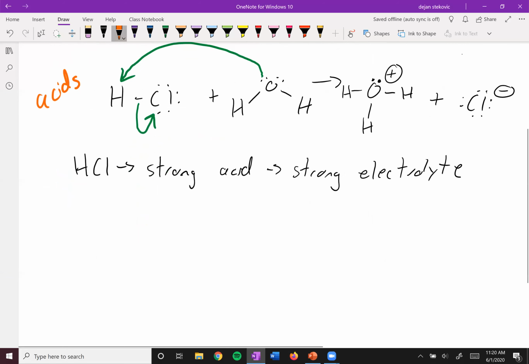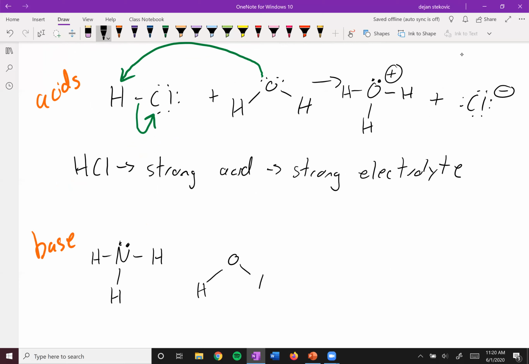And kind of the same story for bases here. So if we take a look at a base, probably the most popular one is ammonia. So it's NH3. Remember, this has a lone pair, and then we have a molecule of water over here. Since the ammonia is going to act as the base, its lone pair of electrons are going to form a bond with this H, and then the electrons in this OH bond are going to go onto the oxygen.